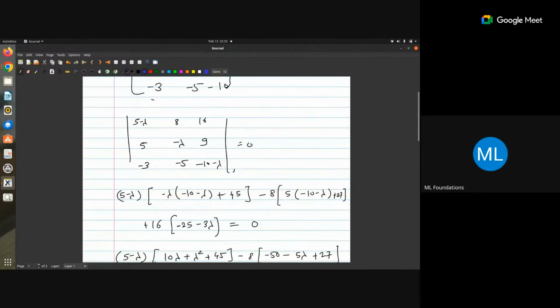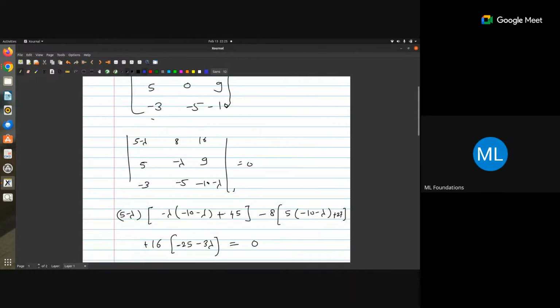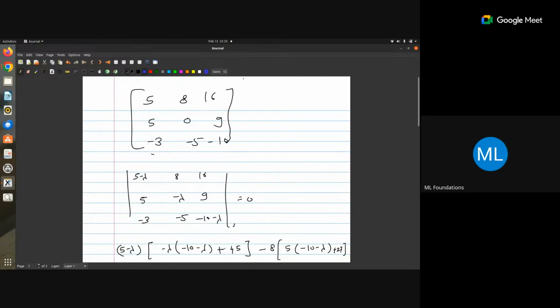So what is 5 minus 1 is 4, 8, 16, 5 minus 1, 9, minus 3, minus 5, and minus 11, right? This is the matrix.